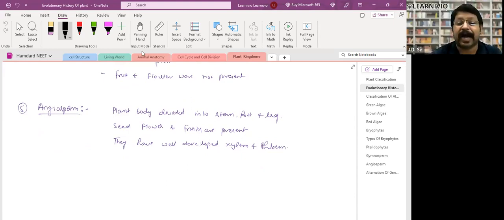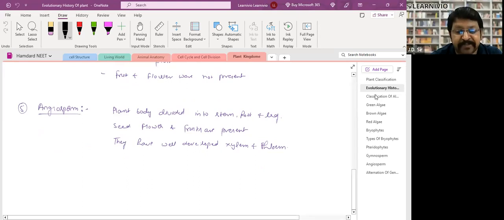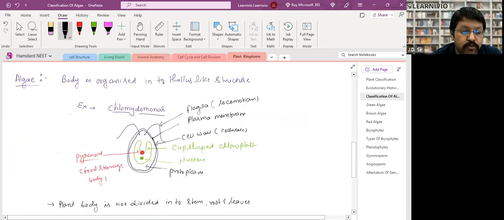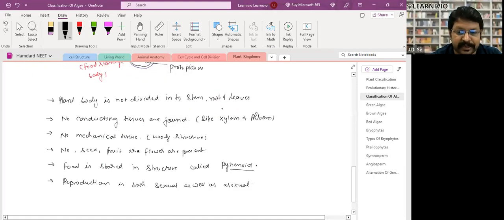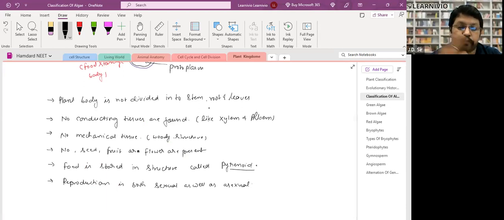So first here I started with the algae. Then I told you what the algae are. I told you the ideal structure of the algae. You can see Chlamydomonas. Then these are the characteristics of algae. Is that clear now? Everything for all of you?